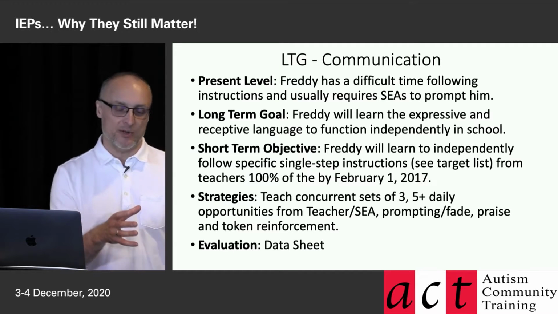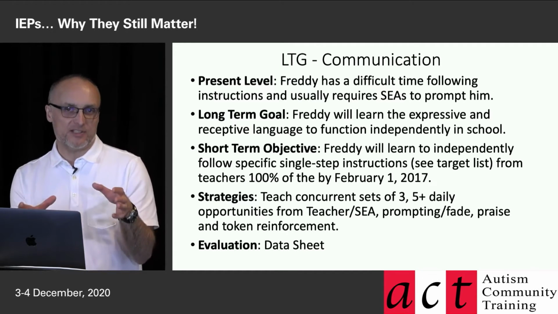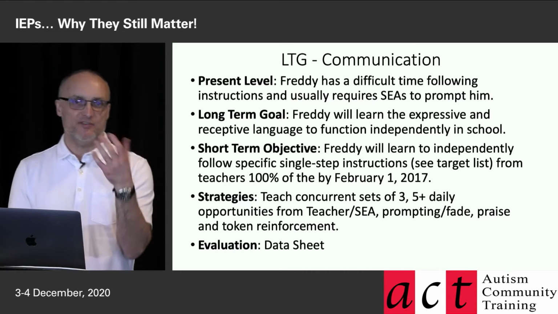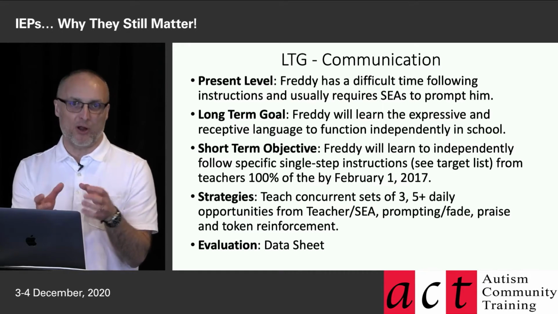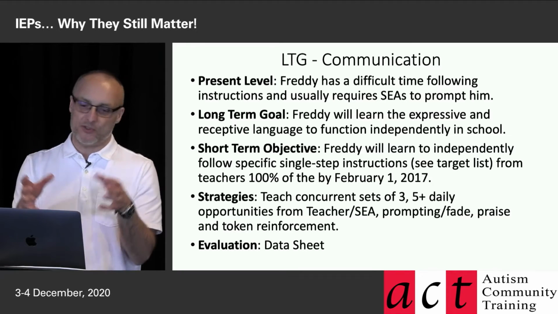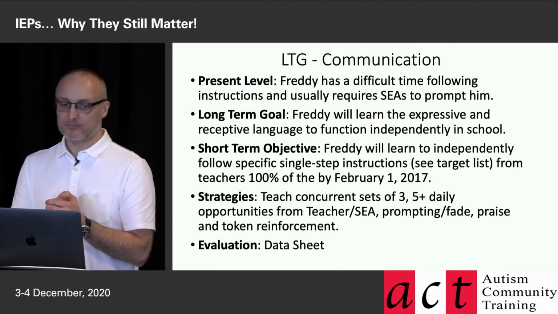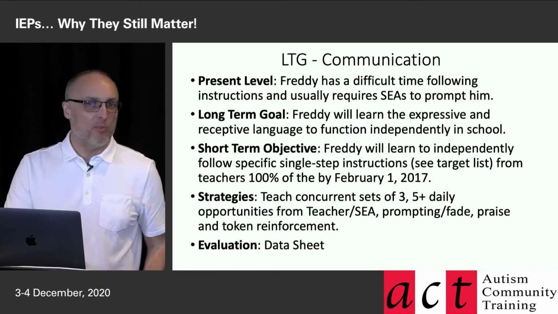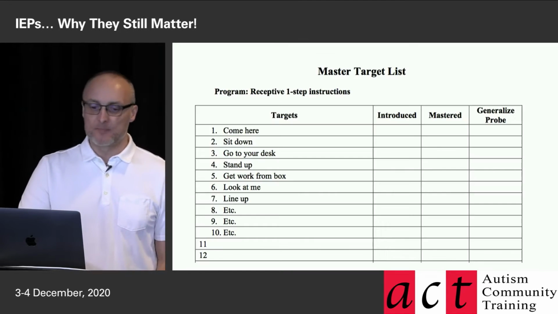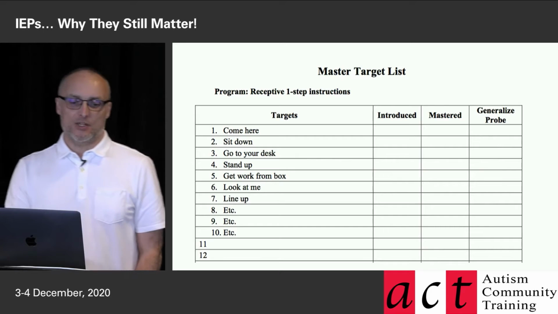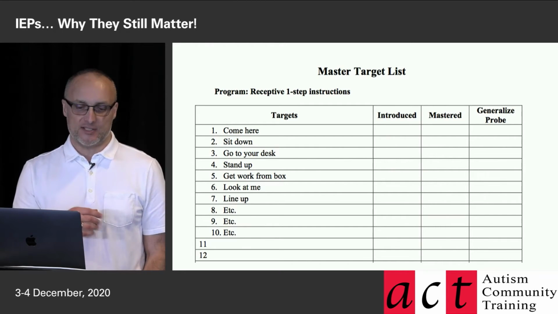So earlier when I talked about what are the basic elements of strategies, you present the antecedent, you help the student with prompts, you fade those prompts, and you reinforce. You see all of those elements in this list of strategies. It's lean and mean. What's the evaluation of this? No opinions necessary, no anecdotes. Here's the data sheet. And so this is a fictional list of targets here.